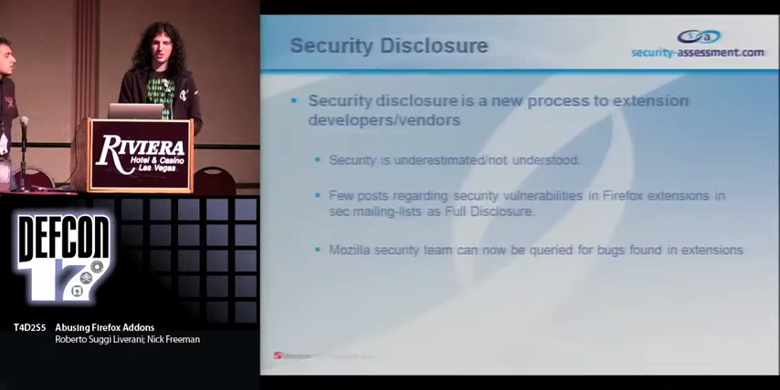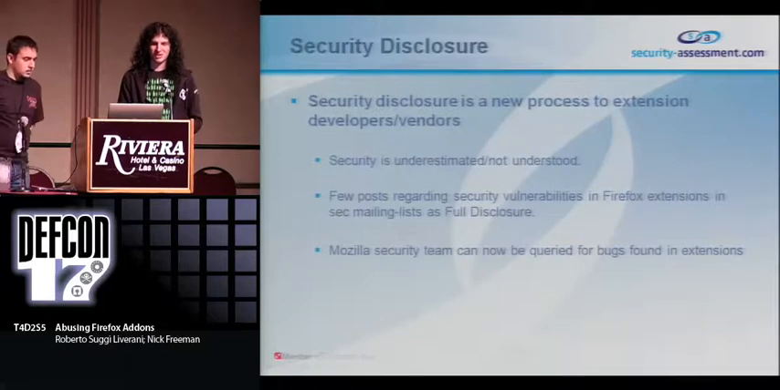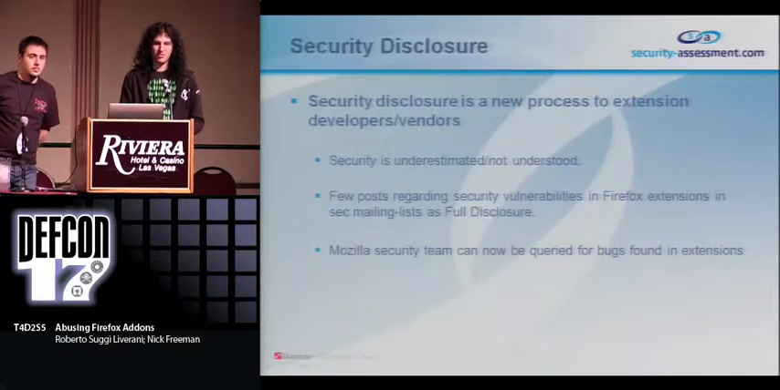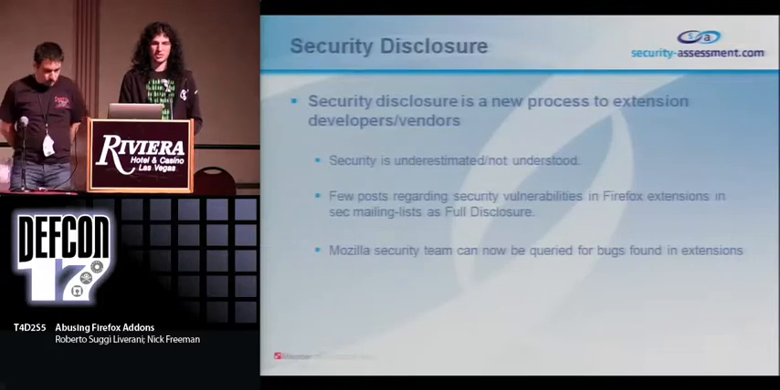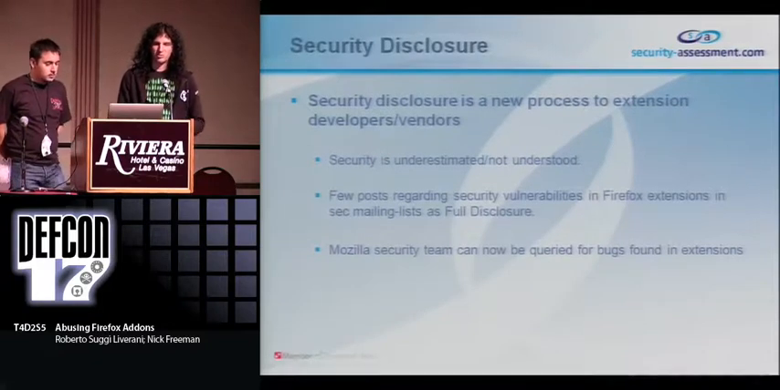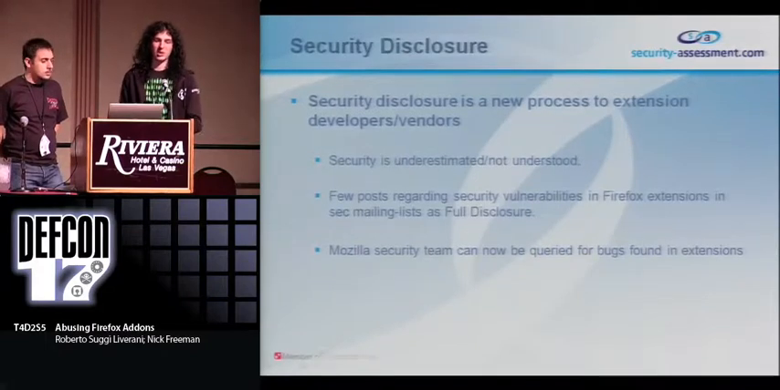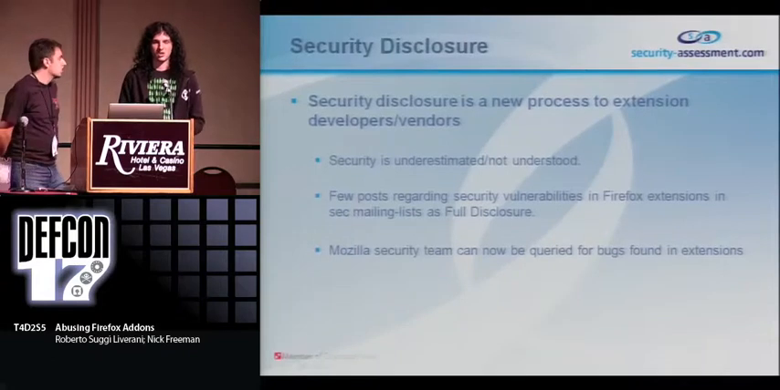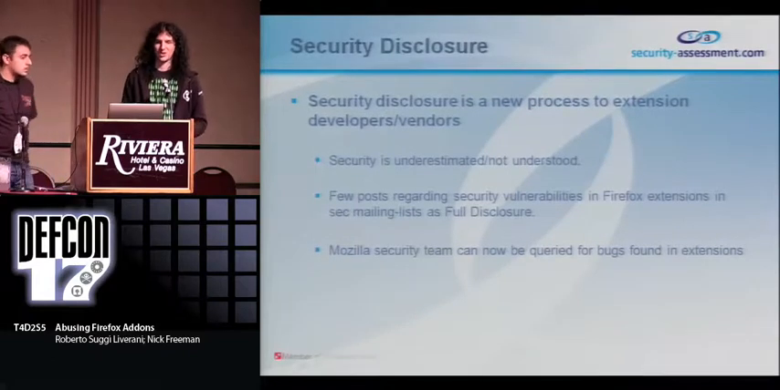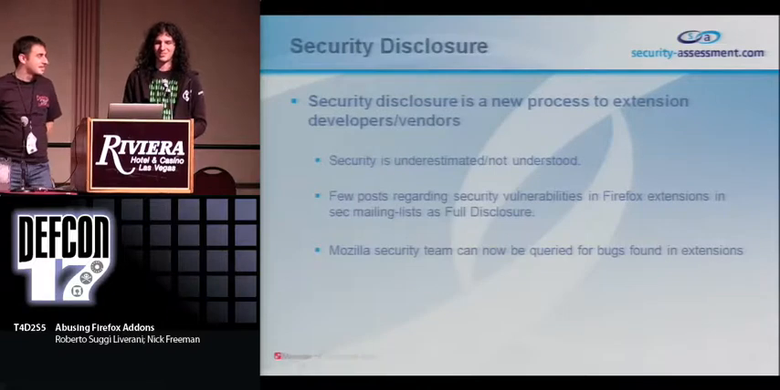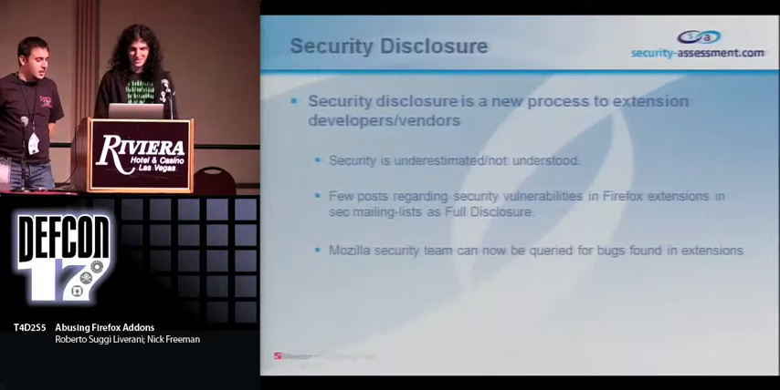Security disclosure is a pretty new process to extension developers and vendors. It's not really understood by them. It's all fairly new. There aren't really very many posts about it on Full Disclosure or anything like that. We have talked to Mozilla, and they've said that there is a place to securely lodge bugs in extensions, because previously we couldn't find where you put the secure flag, and some places don't publish contact details for themselves. So if you find a bug in it, you don't have a way to contact them. You have to go through the online help desk and ask them to contact you privately. Pain in the ass.